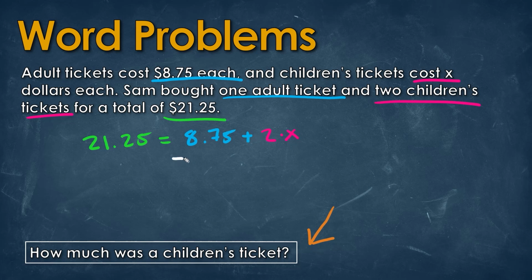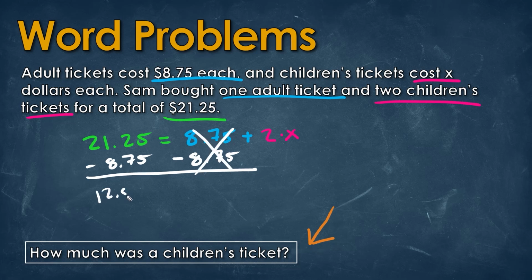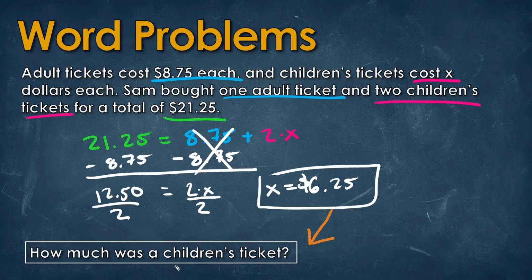So what we want to do is get x by itself and all the other numbers to the other side. So we're going to subtract $8.75 from both sides. It will cancel out on the right side, and so we'll be left with 12.50 is equal to 2x. Since we have 2 times x, we're going to do the opposite of that, which is division. So dividing by 2 on both sides is going to give us that x is equal to $6.25. And that will be the cost of a children's ticket.